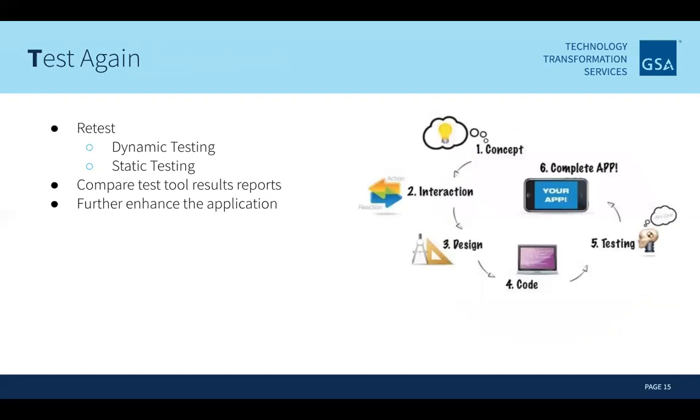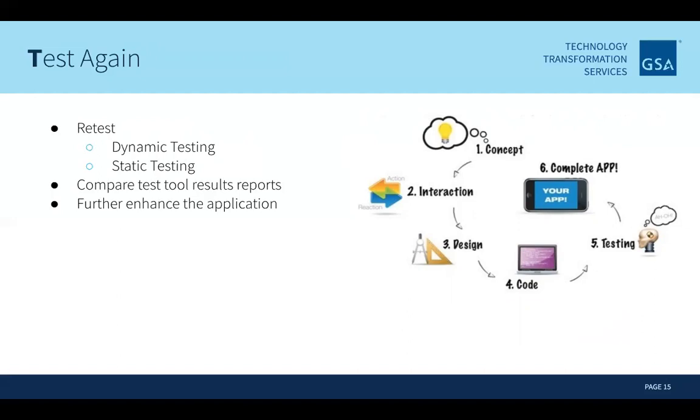Finally, ADAPT model phase number 5, test again. You can never have too much testing. That's what I always say. We want to retest. We've talked about two kinds of testing you can do here. One is the dynamic testing. So the dynamic is really exercising the application. And the other is the static testing. These are from all these reports and tools that we've talked about that you can generate.